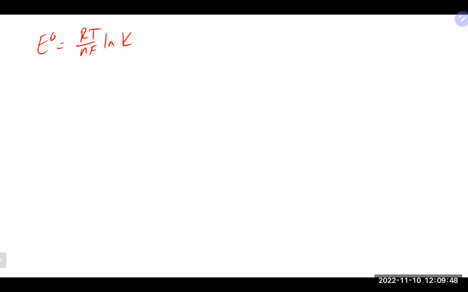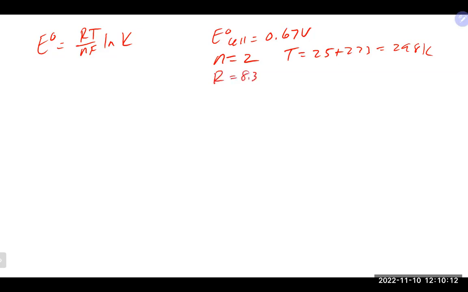And we just had our E of our cell, 0.67 volts. We know our N is equal to 2. And our temperature converting to Kelvin is going to give us 298. And I believe that is all we need, as obviously our R and our F are constants at this point. All right, so we're putting it in here.